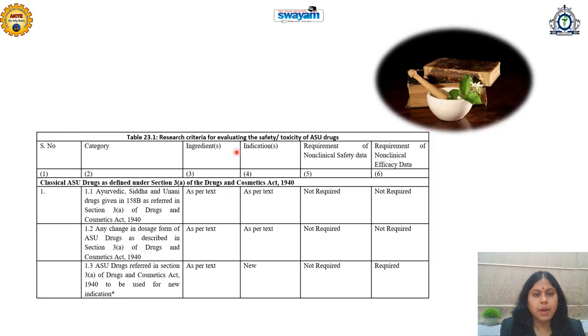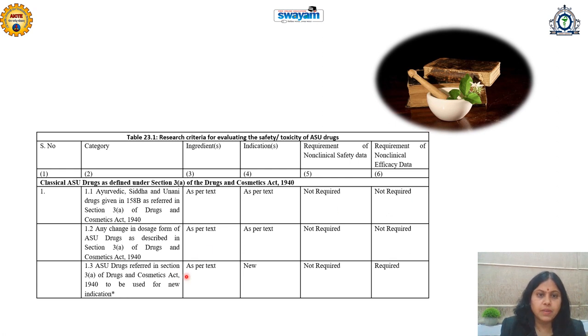Next is the same part from the Ayush guidelines, on how we should consider the requirement of non-clinical safety data and non-clinical efficacy data for the drugs that are mentioned in Ayurveda, Siddha, Unani, or for the dosage forms that are from the DNC Act. Where ingredients and indications are as per text, then we don't need any non-clinical safety data or non-clinical efficacy data.